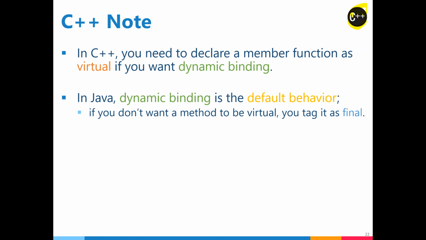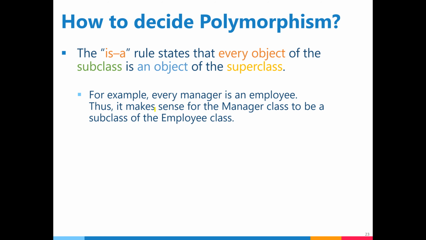How about in C++? How are we doing this dynamic binding? In C++, we need to qualify a function with the virtual keyword in order to do that. In Java, dynamic binding is the default behavior, so you don't need to make the method virtual. You tag it as final if you don't want it to be virtual.